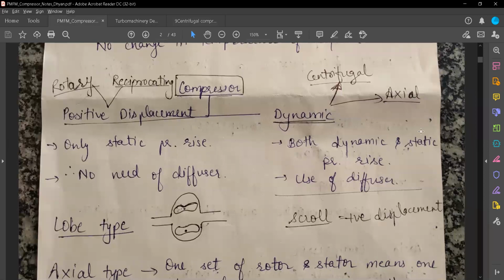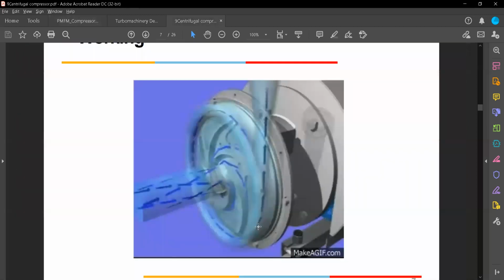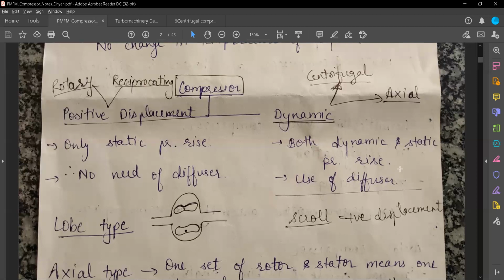So here we have both dynamic and static pressure rise. Dynamic, because the velocity has changed, so we'll use a diffuser at the end. There can be a separate casing outside the blades, which will increase the area of the fluid flow, and the increase in area will reduce the velocity and increase the pressure back. So we'll have more pressure rise. So there we can use a diffuser.